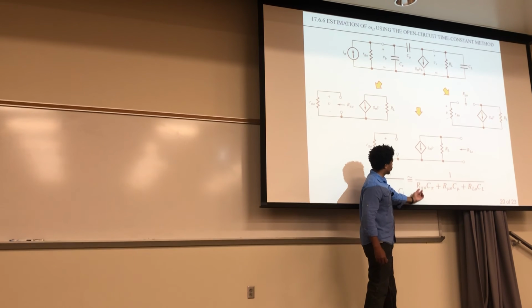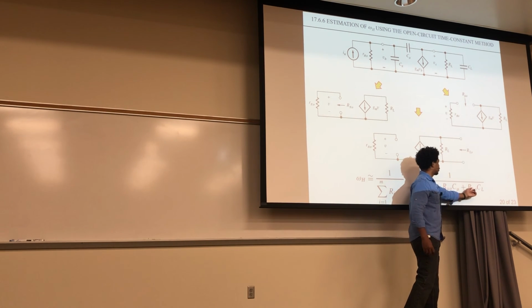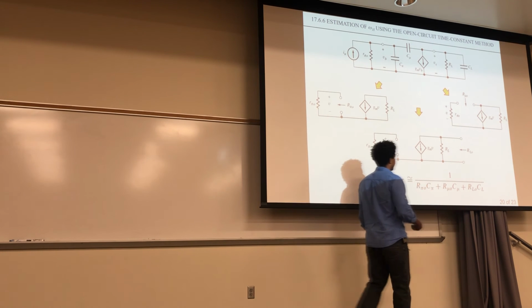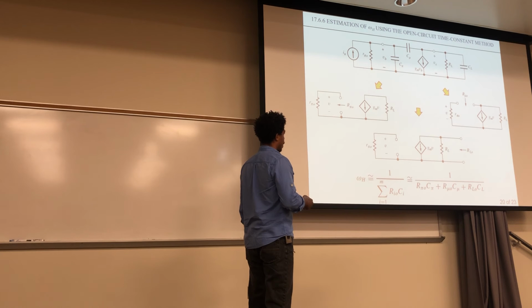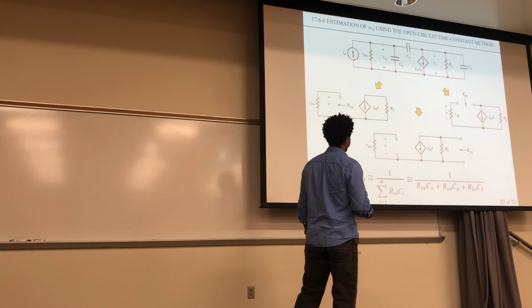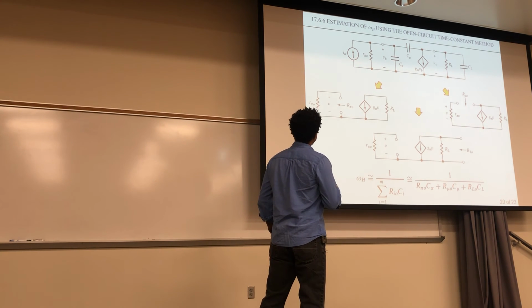It's whatever resistance you see looking into those parts with the capacitor gone, multiplied by the capacitor you have removed to look at the resistor, plus the next one, and plus the other resistor. So we have three capacitors, and so we have three terms right here, and that's going to be used to determine what this high frequency value is. Okay, so now determining this one is easy, right?